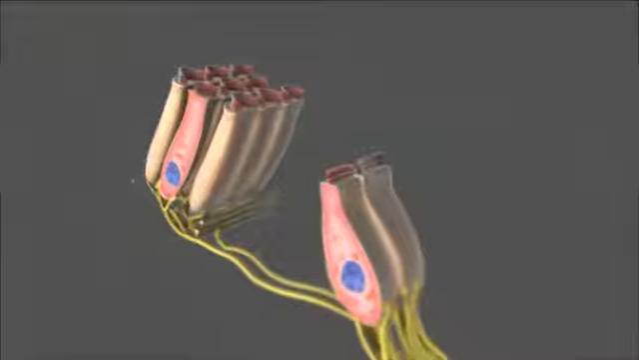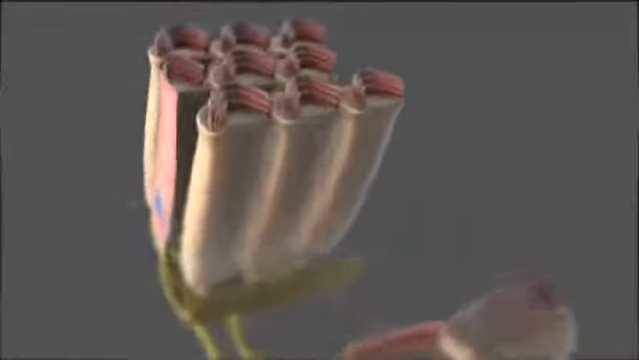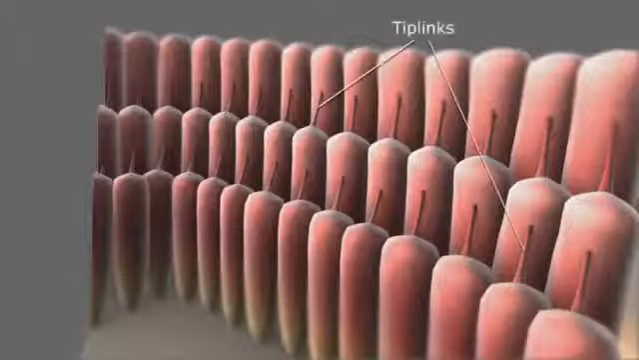The filamentous structures that connect the tips of adjacent stereocilia are known as tip links. These are thought to amplify the forces in the area of the molecular sensors.